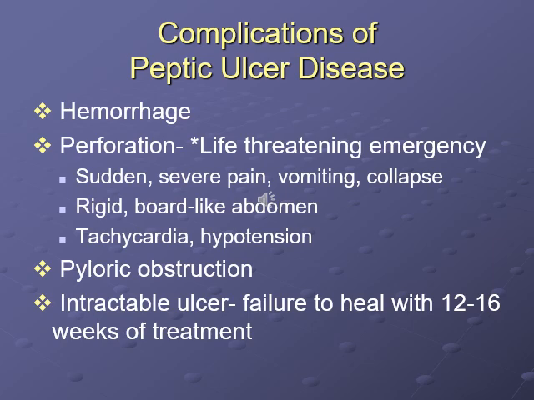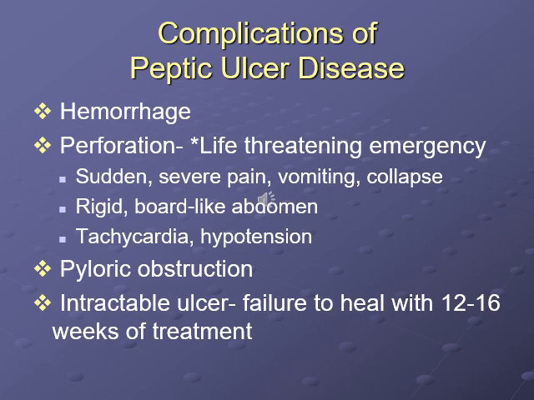Perforation of the ulcer is definitely a life-threatening emergency. We have several perforations every semester, it seems like, on second floor that we're taking care of surgically. So it's a sudden event. They usually have severe pain. They might be vomiting. They typically can collapse because they have cardiovascular collapse because of the blood loss, hypotension, tachycardia. Again, they may have that rigid board-like abdomen, so we need to be watching for that. They would need to go to surgery right away.